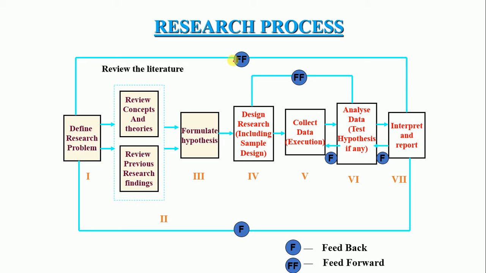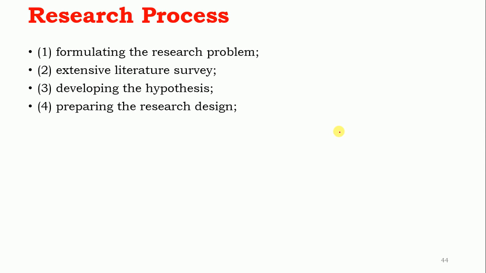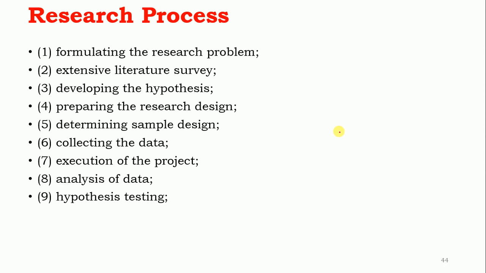Last time we discussed the research process in short, and in this particular lecture we are going to discuss it in detail. We have seen that in a research process there are 7 steps: define research problem, literature review, formulate hypothesis, design research, collect data, analyze data, and interpret and report. These are the 7 steps available, and we have discussed this research process in short. In this lecture we are going to discuss this process in detail.